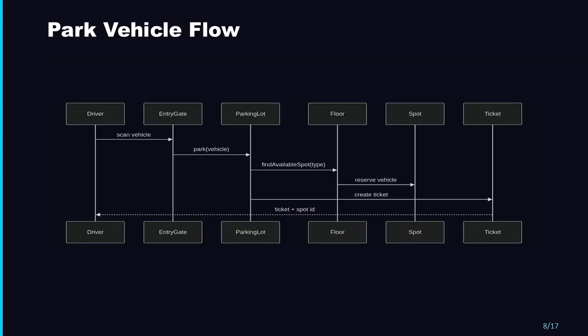This is the happy path. The driver reaches the entry gate. The gate scans the vehicle. Parking lot asks floors for an available spot. The floor reserves a suitable spot. Then the system creates a ticket and returns spot ID plus ticket ID. In code, this must be thread safe because two cars can enter at the same time.